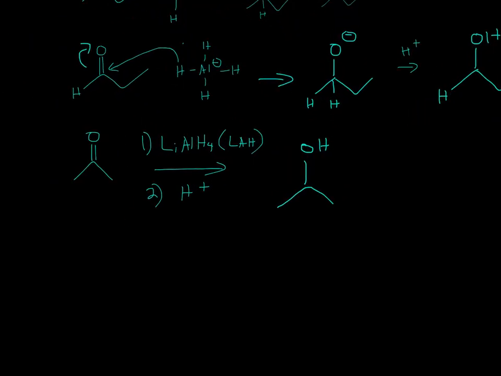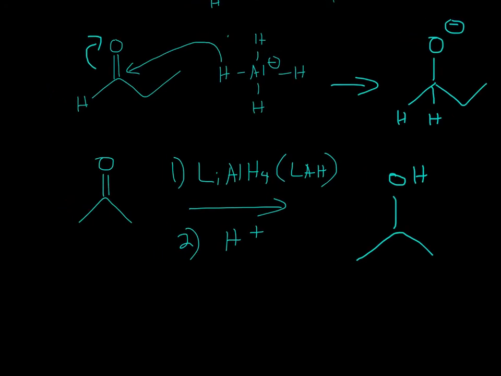Now the final overall mechanism would just look like this. You can just write your carbonyl and then have your reagent of LiAlH4 and then your acid. LiAlH4 is just another way to write this. These two mean the same thing. And then you can add your acid and you would form an alcohol. Since it's a ketone, it would form a secondary alcohol.